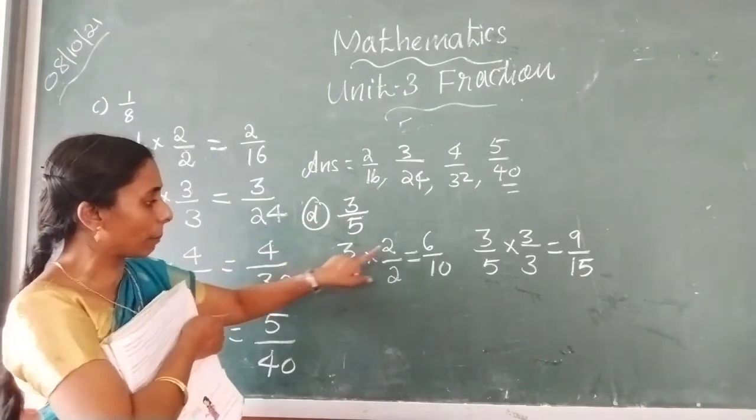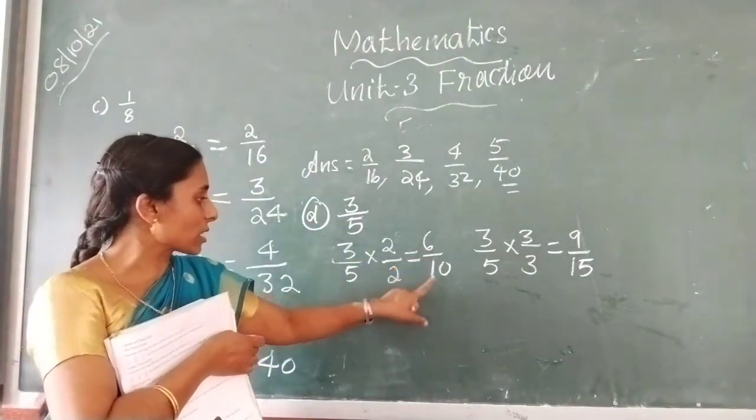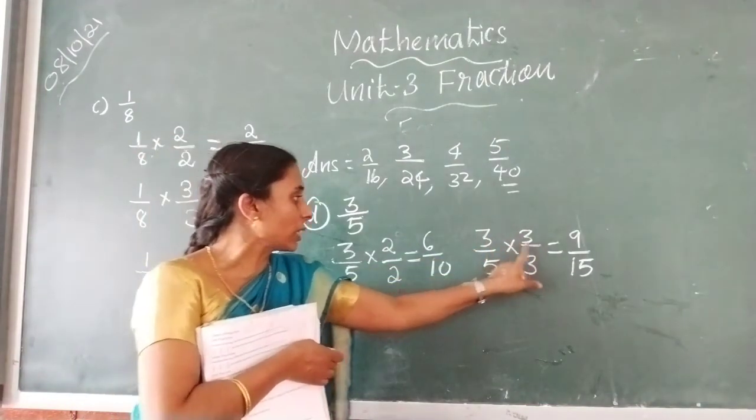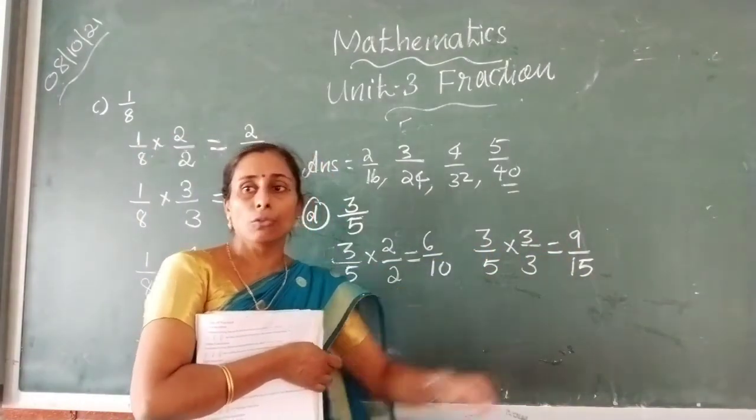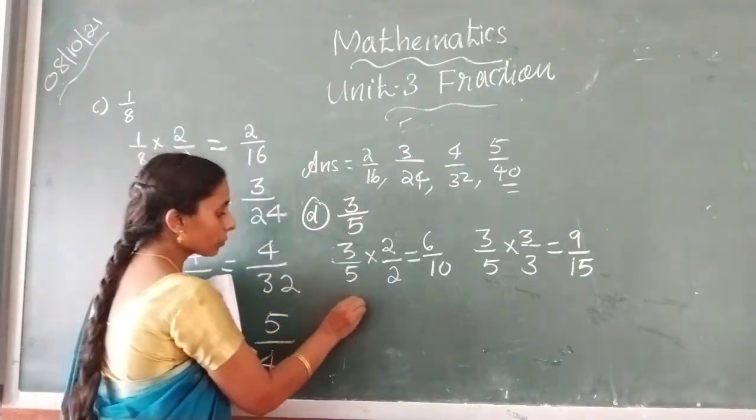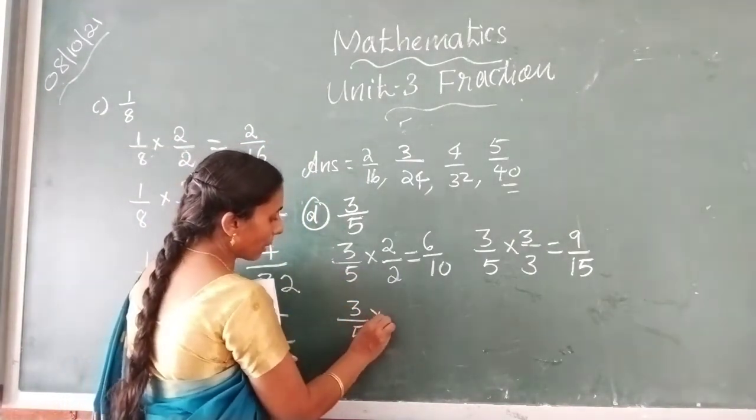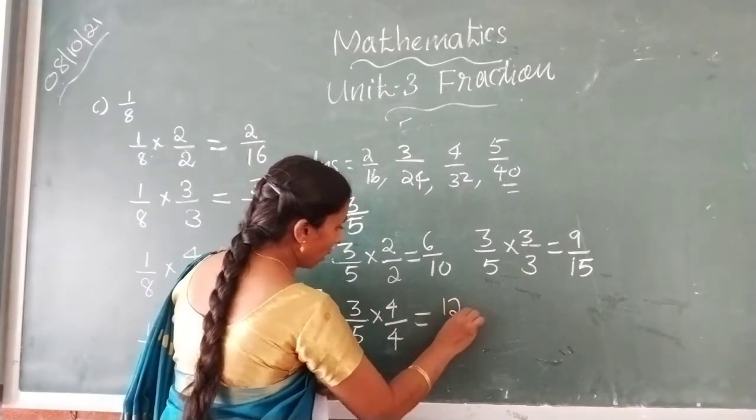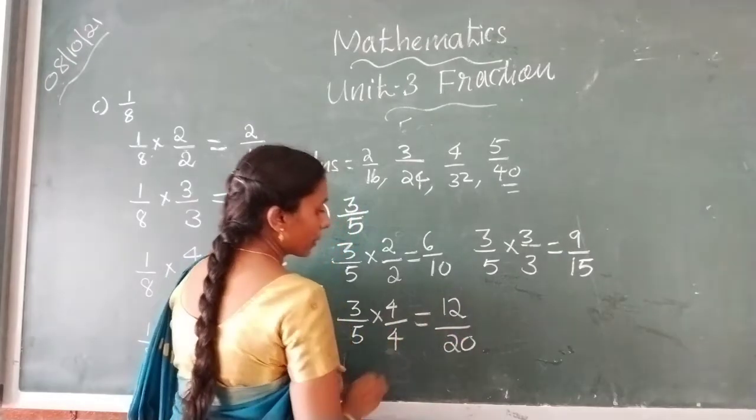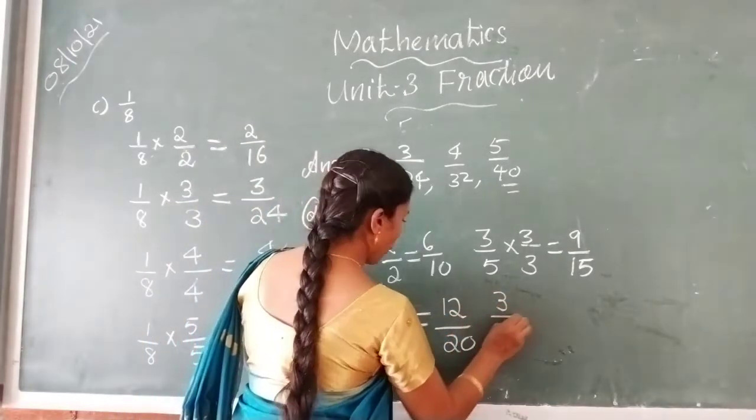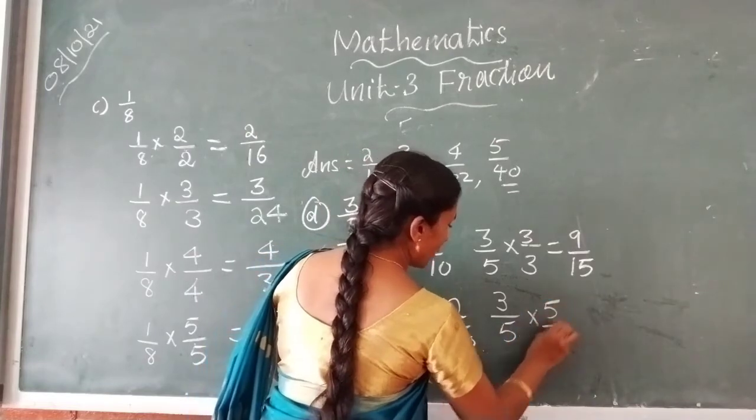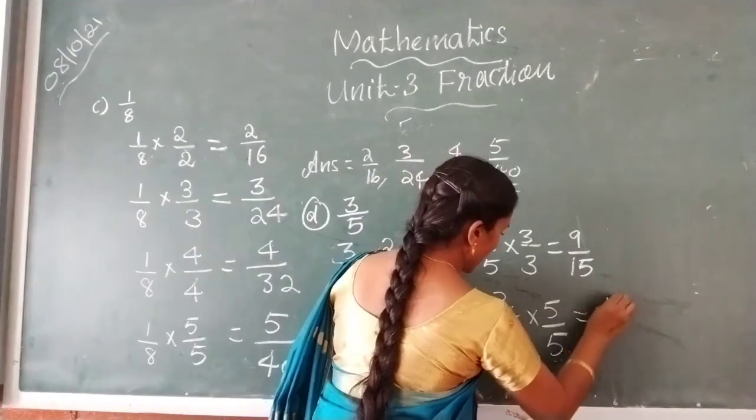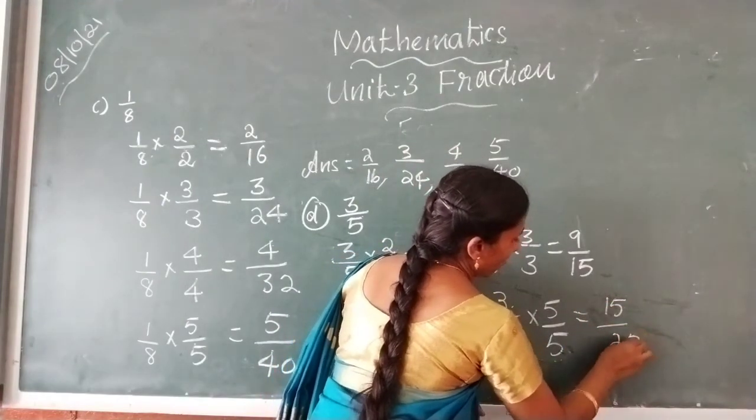3 upon 5 multiplied by 2 upon 2, we have got 6 upon 10. 3 upon 5 multiplied by 3 upon 3, we have got 3 3s are 9, 5 3s are 15. Next one. 3 upon 5 multiplied by 4 upon 4 is equal to 3 4s are 12, 5 4s are 20. Next one. 3 upon 5 multiplied by 5 upon 5 is equal to 3 5s are 15, 5 5s are 25.